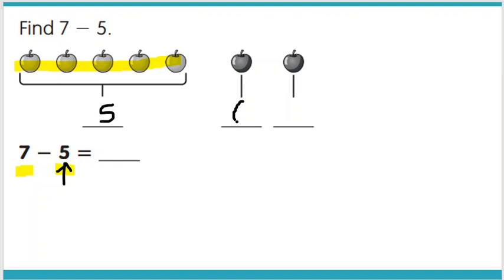So 5, 6, 7. And then when I look at this, I know that there is 1 of these, 2 of these. So actually what I did is 7 minus 5 equals 2. So this is a strategy that you can use when you're trying to do some subtraction problems.